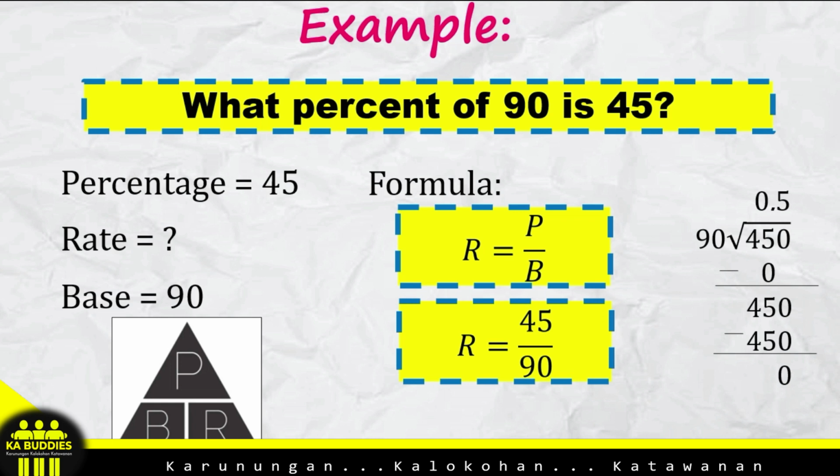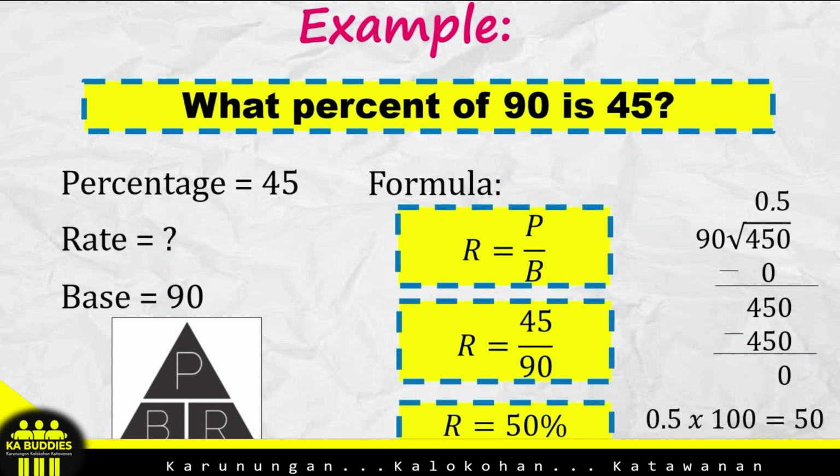45 divided by 90 is 0. 0 times 90 is 0. 45 minus 0 is 45. What we are going to do is add 0. That's why we also have a decimal point above. So we have 450 divided by 90 is 5. 5 times 90 is 450. 450 minus 450 is 0. What we need to do next to make it a rate is multiply our answer, which is 0.5, by 100. So 0.5 times 100 is equal to 50. Therefore, our rate is 50%.